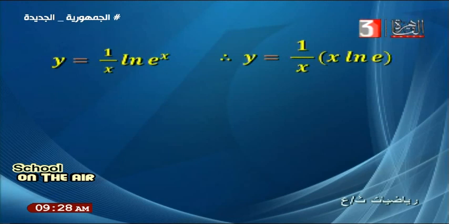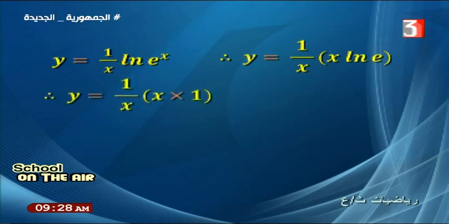From the properties of the logarithmic functions, ln e power x equals x ln e. And we know that ln e equals 1. Then y equals 1 over x multiplied by x times 1. And 1 over x times x equals 1, then the function y equals 1.